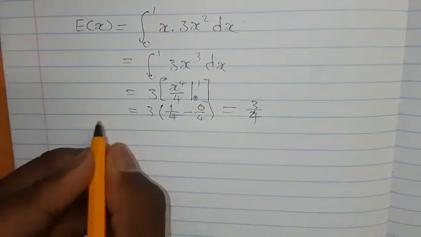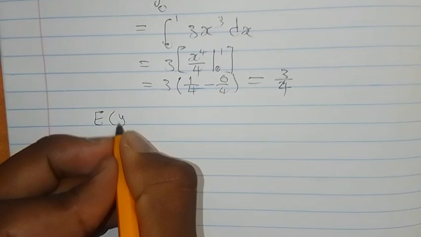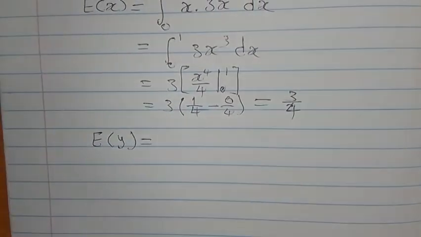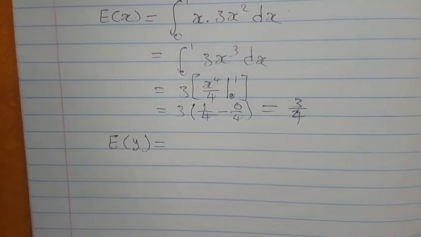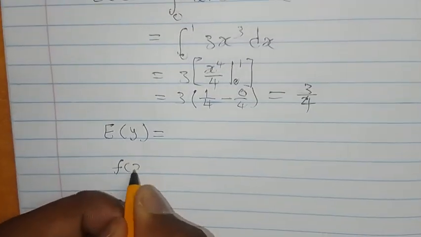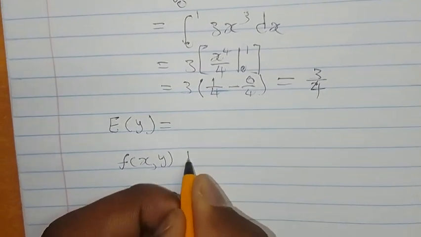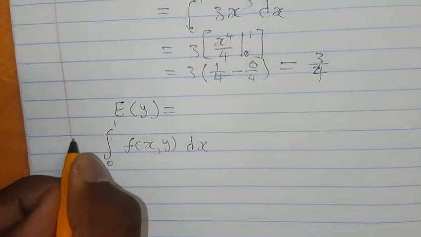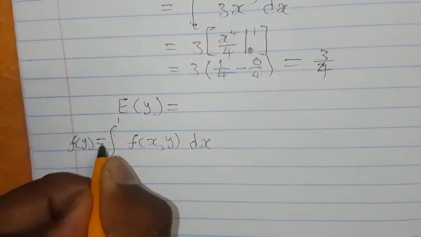Now what about if we try to find the expected value of y? It's a similar process here. We're just going to find the marginal density of y. And how do we find the marginal density of y? We're just going to integrate the joint density through all possible values of x, and x can take on the values from 0 to 1, and that will be the marginal density of y.